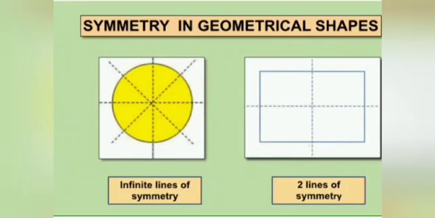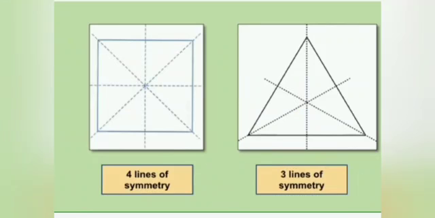Symmetry in geometrical shapes. Look at this circle, it has infinite lines of symmetry. See this rectangle, it has two lines of symmetry: one horizontal line and another vertical line. The equilateral triangle has three lines of symmetry. The next one is the square. It has four lines of symmetry: one horizontal, one vertical and two diagonal.